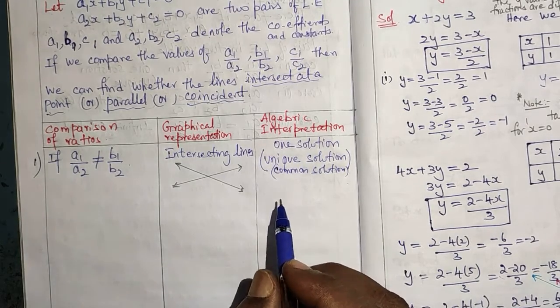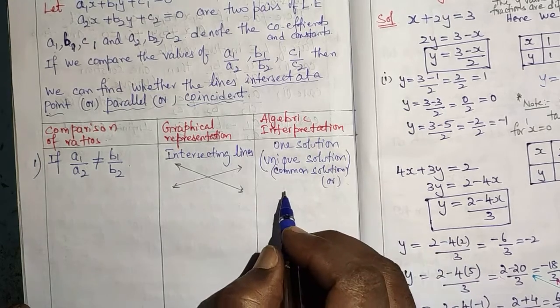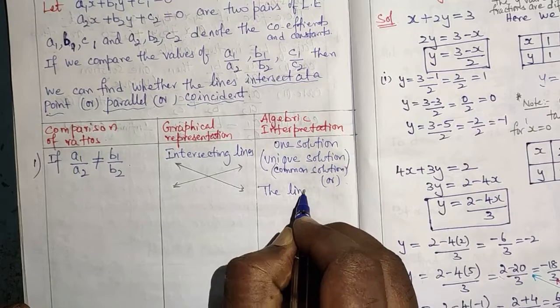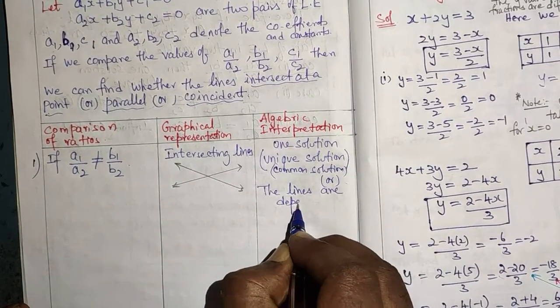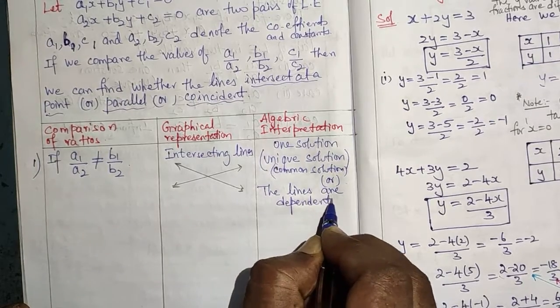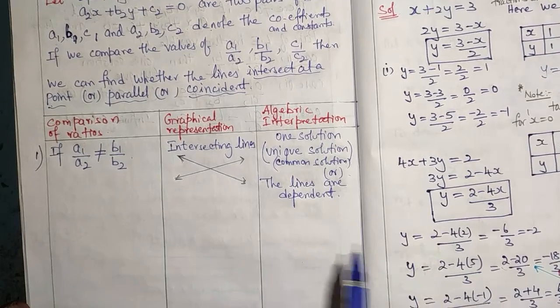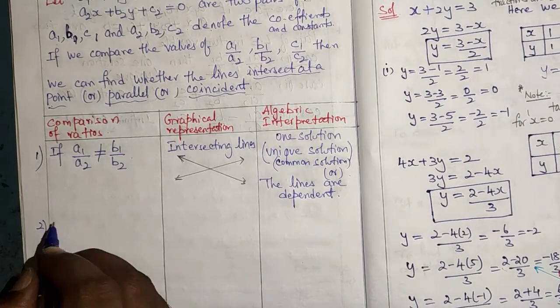So how are the lines? As I discussed earlier, the lines are dependent. If they ask to comment on the lines, we say the lines are dependent. That means one line depends on another line. Therefore, they are intersecting lines.